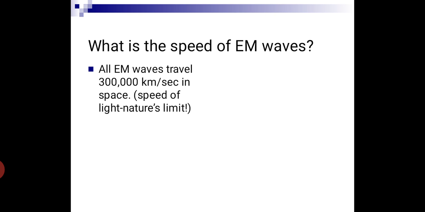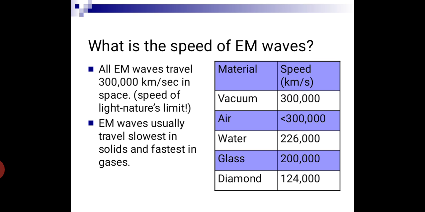What is the speed of electromagnetic wave? In vacuum, in free space, its speed is 3 lakh km per second. That is 3 into 10 power 8 meter per second. This is called the speed of light also. Light is a part of electromagnetic wave, and this is the limit of nature. No particle has greater speed than the speed of light.